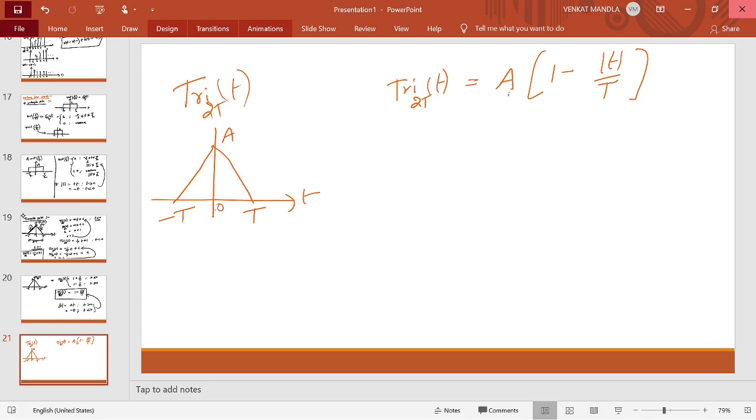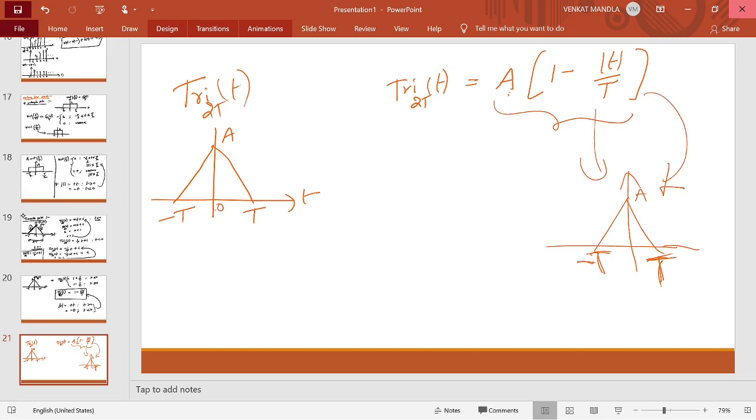Okay. So whenever you see this equation, you may not know whether it is triangular or whatever the signal is. But whenever you see this equation, 1 minus mod t by T, you have to know that this is a triangular signal. If you see the signal, from this signal you can represent this. This is minus T, plus T, this is A. That's it. Okay, that is important. From this signal, you have to understand this is the triangular pulse. Okay, this is the triangular signal.